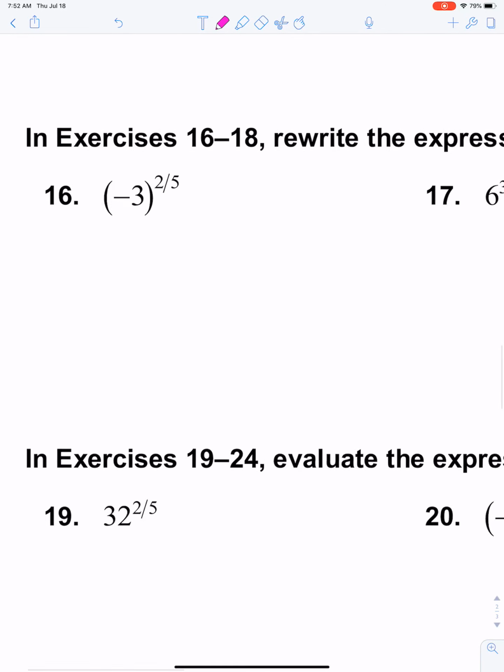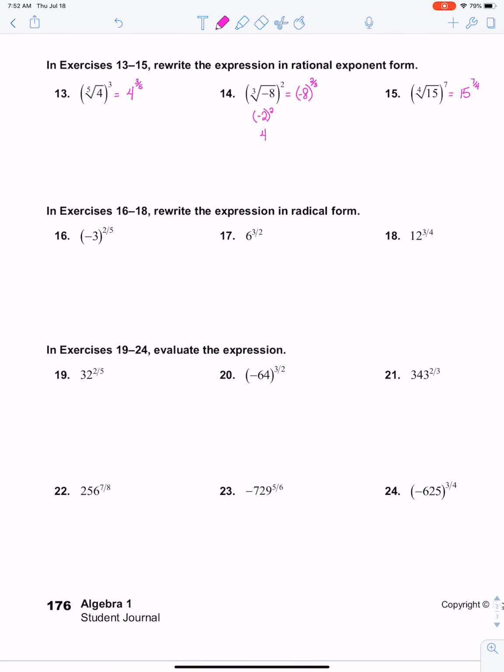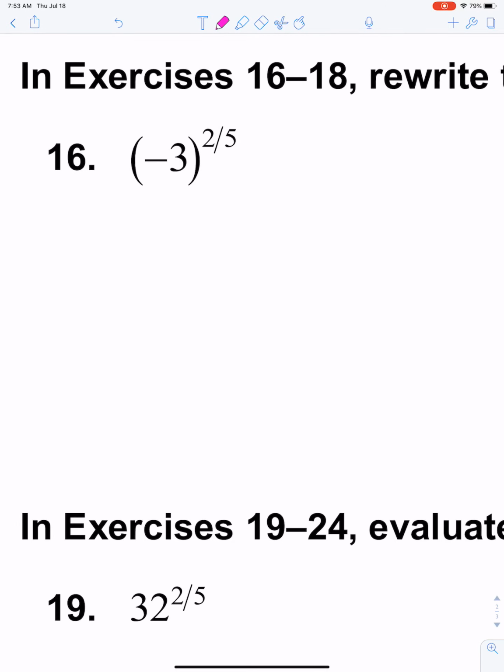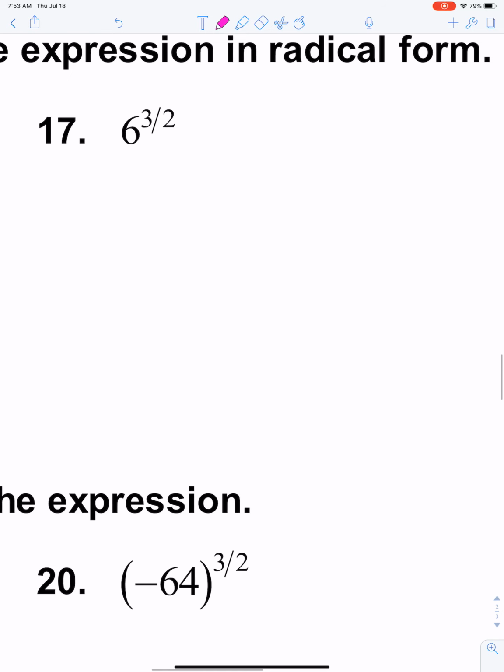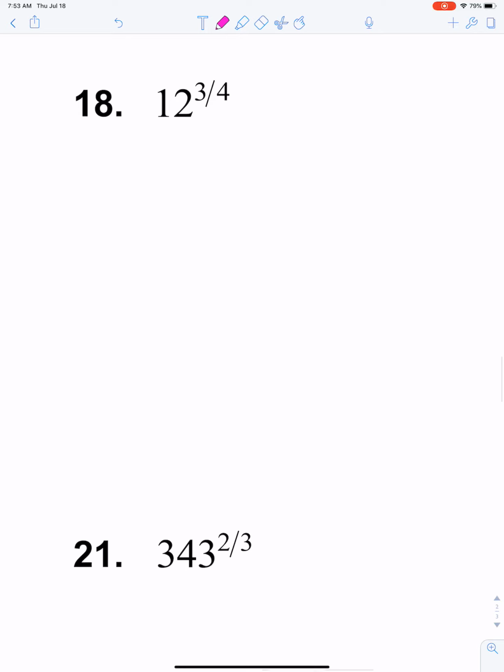Okay, and 16 through 18, we're going to be doing the reverse. So this can be rewritten as the fifth root of negative 3 squared. Number 17 can be rewritten as the square root of 6 cubed. Exponent on top, radical on the bottom. And number 18 can be rewritten as the fourth root of 12 cubed. I'm not going to ask you to evaluate any of those.